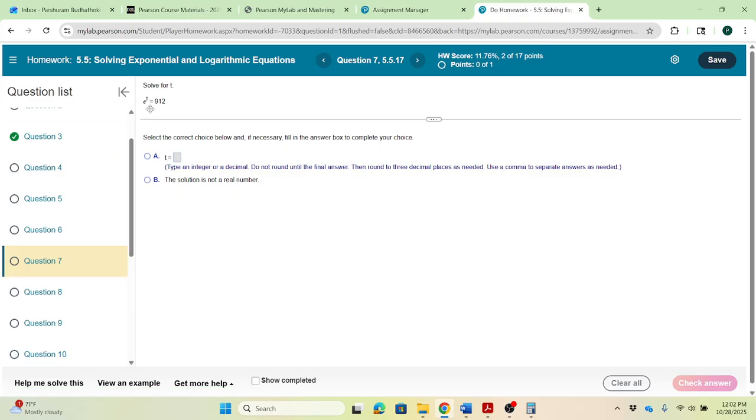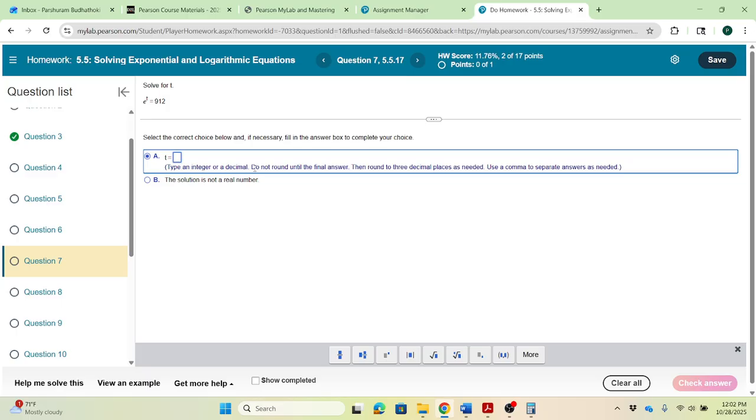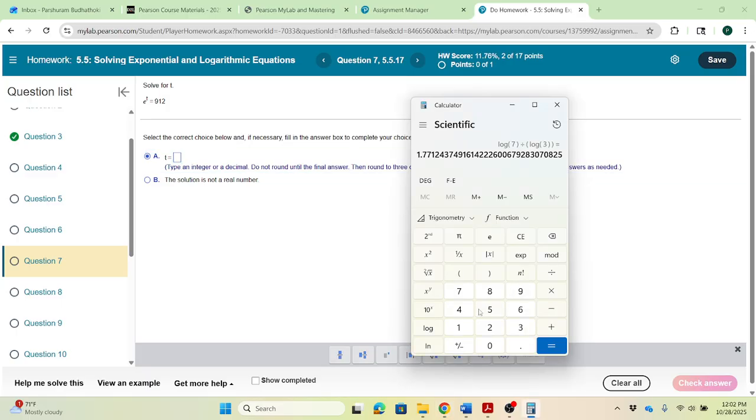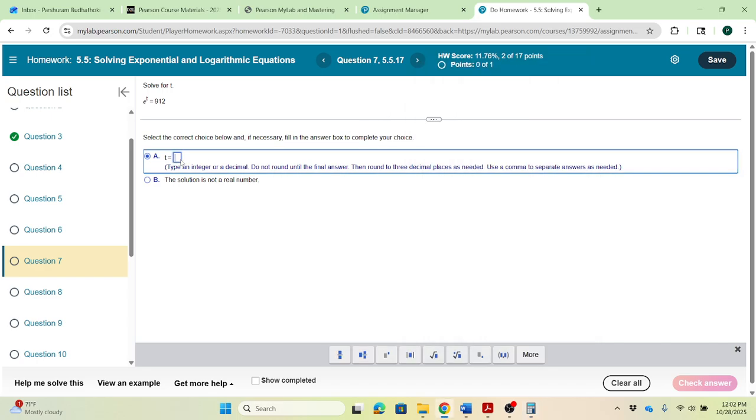You can take ln of both sides, and ln of e is 1, so t equal ln 912. Type an integer or decimal, so this is ln 912. So 912 ln. That's the answer, and do not round until the final answer, then round to 3 decimal places. So it's 6.816.